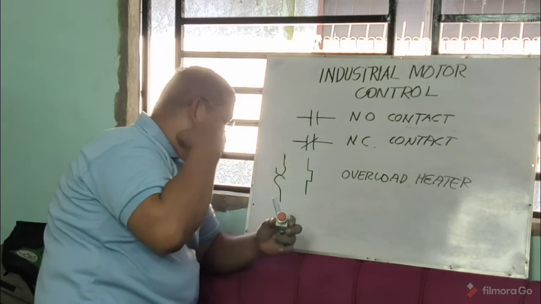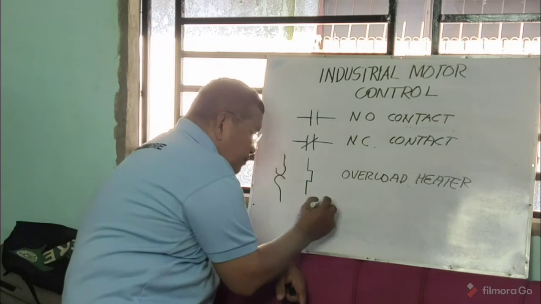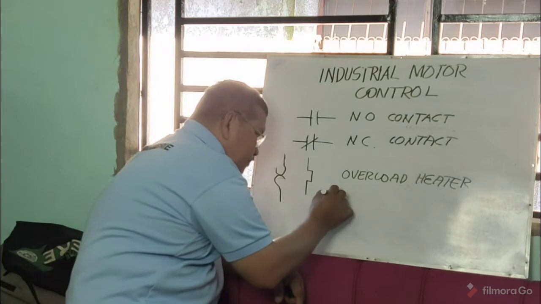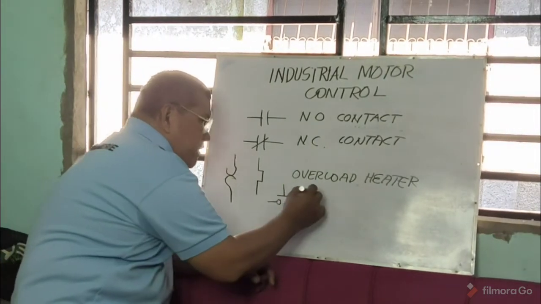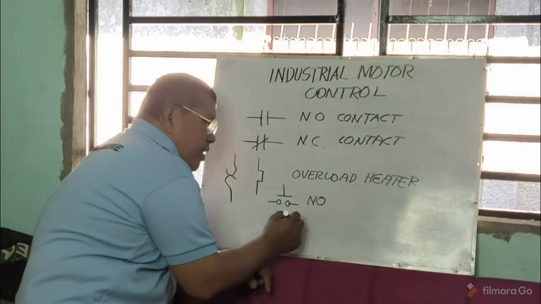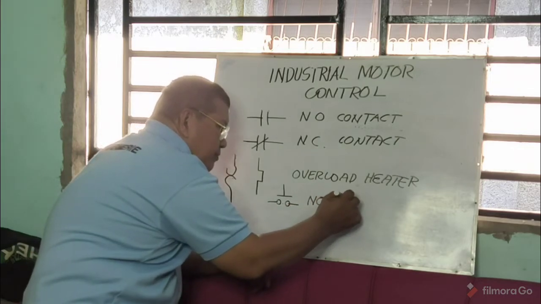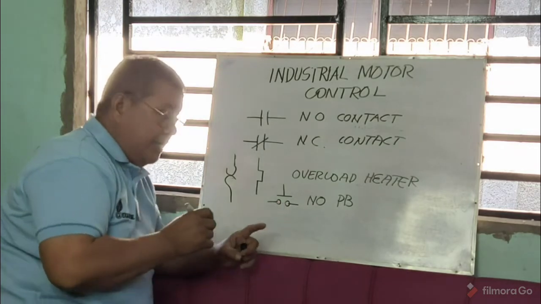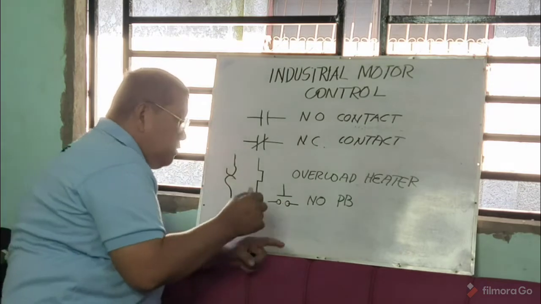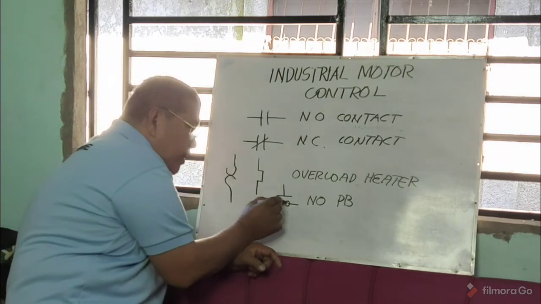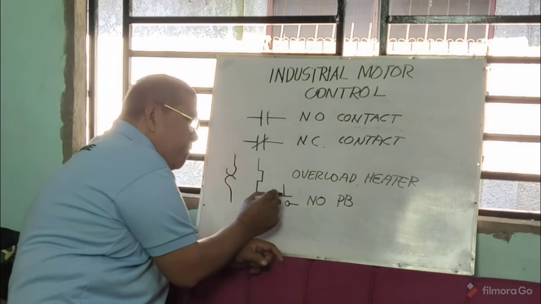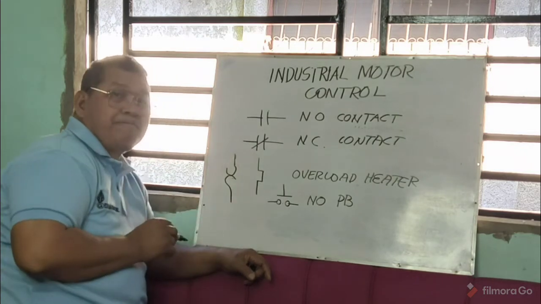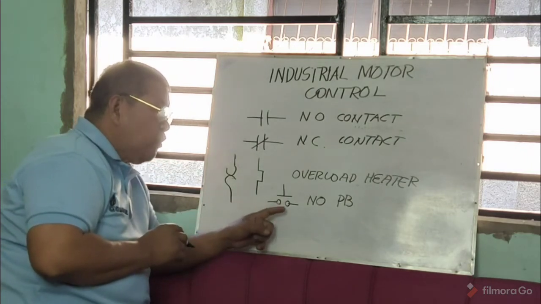Now, for the push button, we have this. That one. This is the normally open push button. Now remember, this is momentary. Meaning, when you press the button, this one will make contact here. But as soon as you release your finger from the button, it will go back to the normal position, because this is spring operated. Okay? So this is what we call normally open.